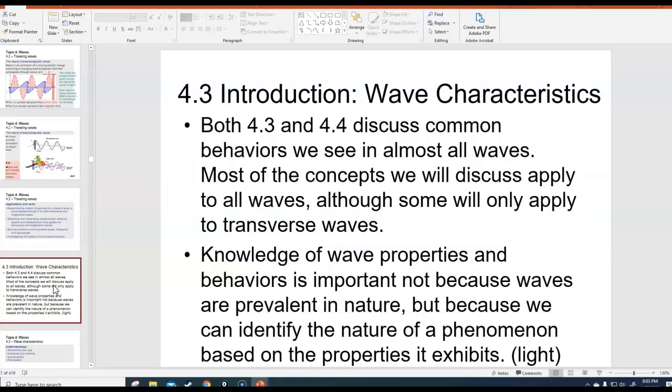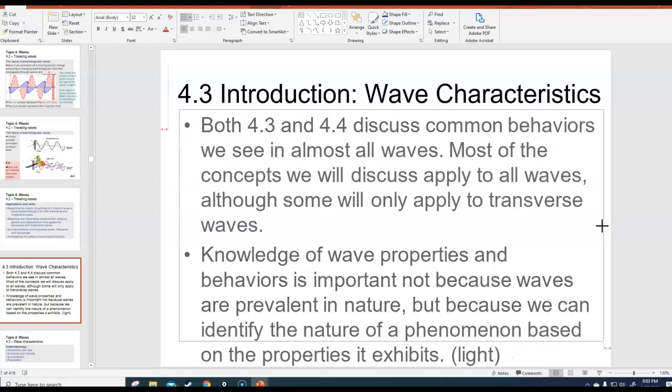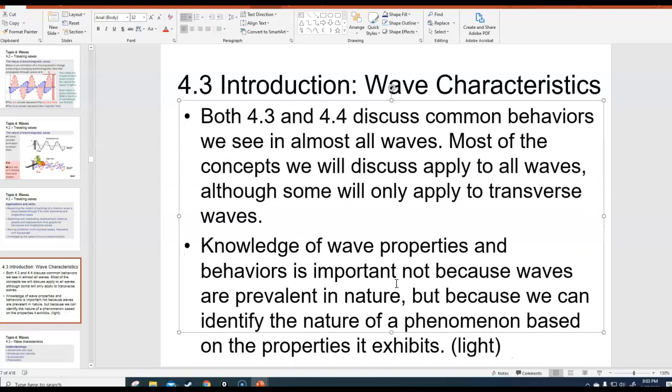Let's move on to 4.3, which is called wave characteristics. Okay, now 4.3 is the last section that's going to be on this unit, and then 4.4 and 4.5 are going to be their own separate unit. Now, both 4.3 and 4.4 discuss common behaviors we see in almost all waves. Most of the concepts that we're going to talk about apply to all waves, although one in particular applies only to transverse waves. Okay, knowledge of wave properties and wave behaviors is important, not only because waves are obviously prevalent in nature, but because we can identify the nature of a phenomenon based on the property it exhibits.